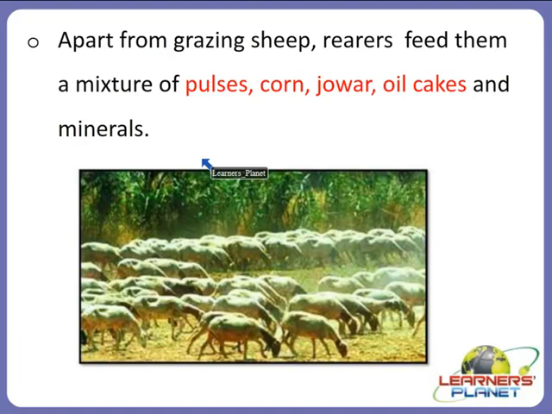If you travel to the hills in Jammu and Kashmir, Uttaranchal, Himachal Pradesh, Arunachal Pradesh and Sikkim, or the plains of Haryana, Punjab, Rajasthan and Gujarat, you can see shepherds taking their herds of sheep for grazing, and they feed them this mixture too. Now you know about pulses, corn, jowar, and minerals. But what are oil cakes?